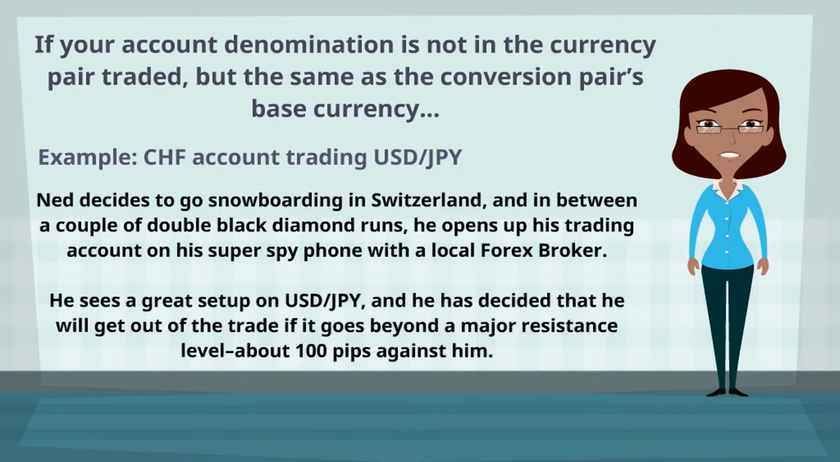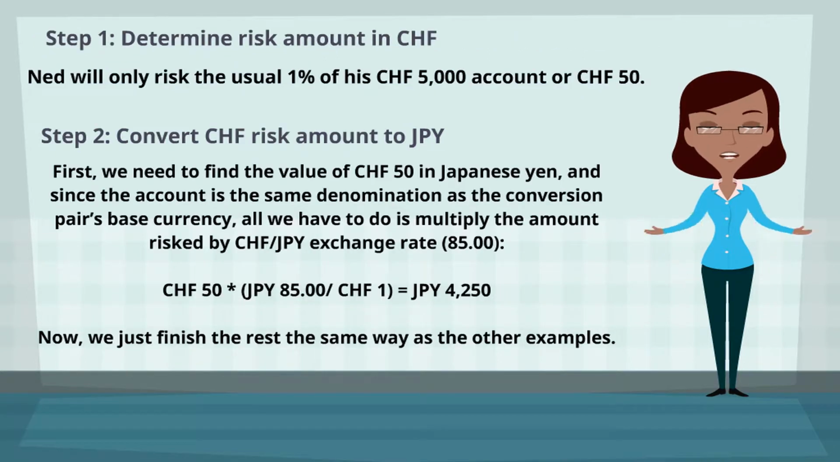If your account denomination is not in the currency pair traded, but the same as the conversion pair's base currency. Example, CHF account trading US dollar to Japanese yen. Ned decides to go snowboarding in Switzerland, and in between a couple of double black diamond runs, he opens up his trading account on his super spy phone with a local forex broker. He sees a great setup on US dollar to Japanese yen, and he has decided that he will get out of the trade if it goes beyond a major resistance level about 100 pips against him. Step 1. Determine risk amount in CHF. Ned will only risk the usual 1% of his 5,000 Swiss francs account or 50 Swiss francs.